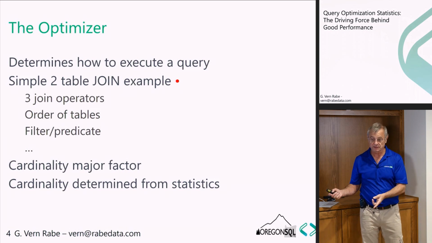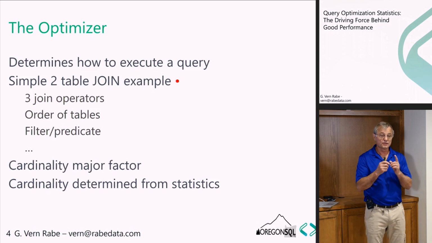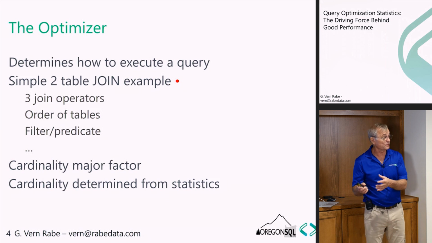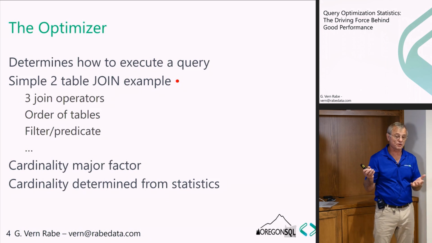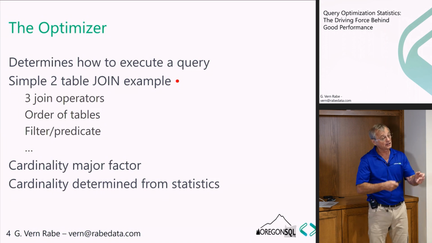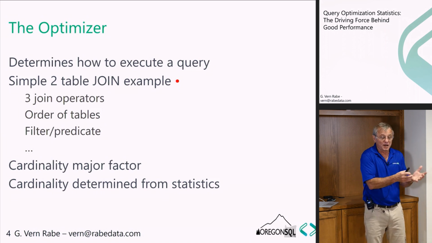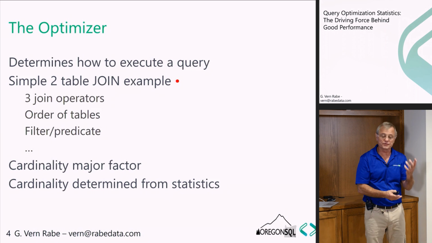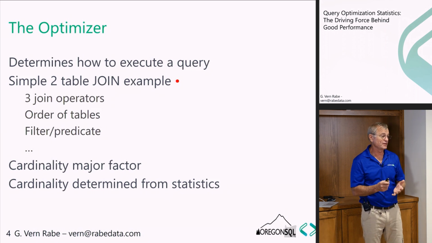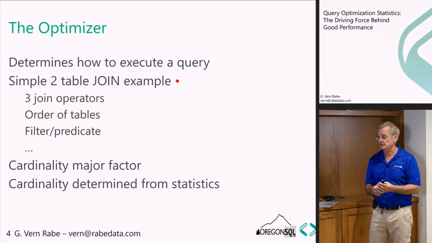Herein lies the importance of statistics. The optimizer looks at the statistics, from that comes up with an estimate: I think I'm going to get 420,000 rows out of this table. Based on that, it's going to decide among, how to join, what order to do them in, all kinds of things. That's a major, major factor in how it decides how to execute a query.